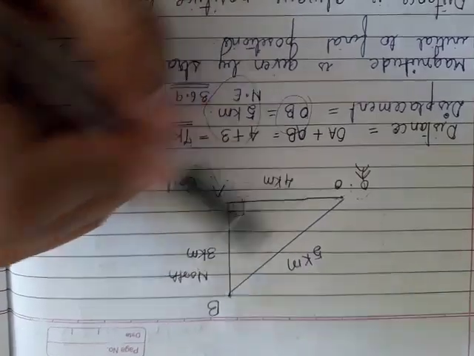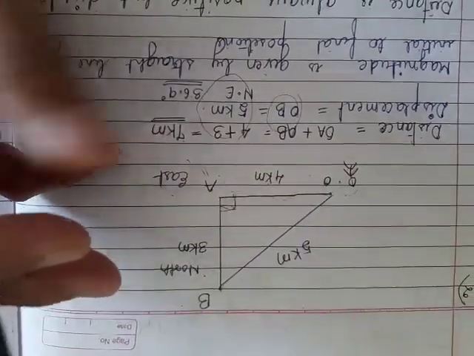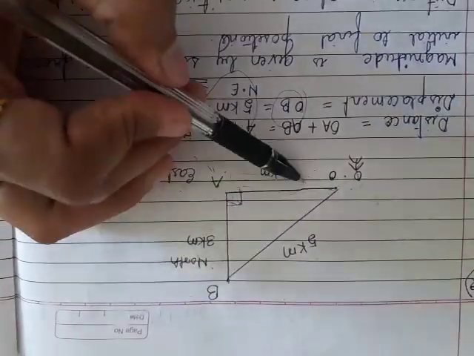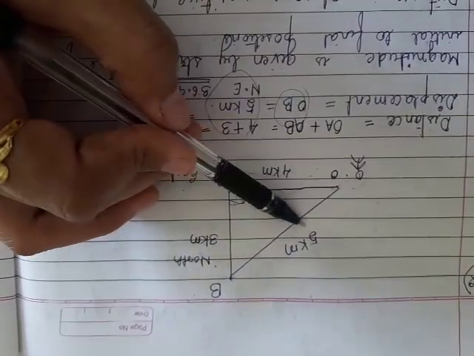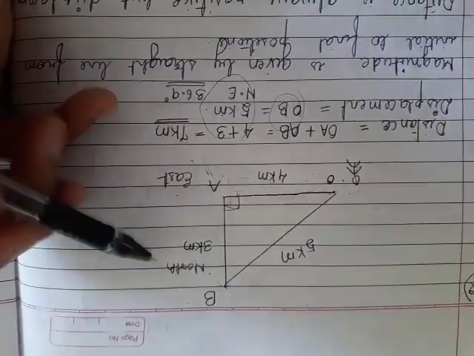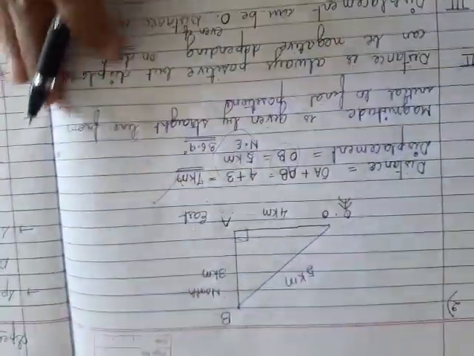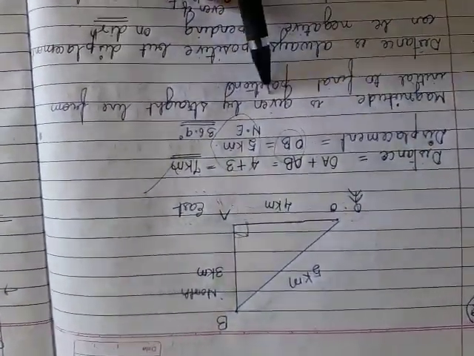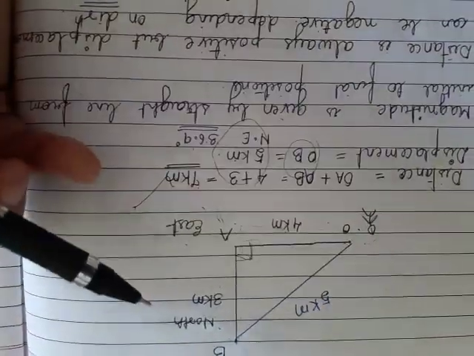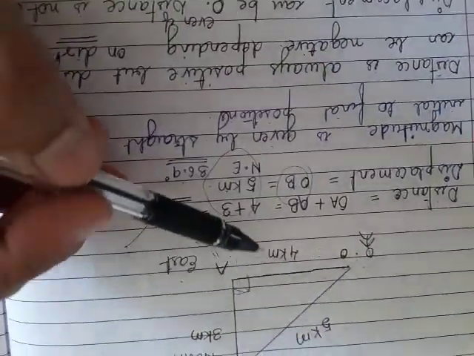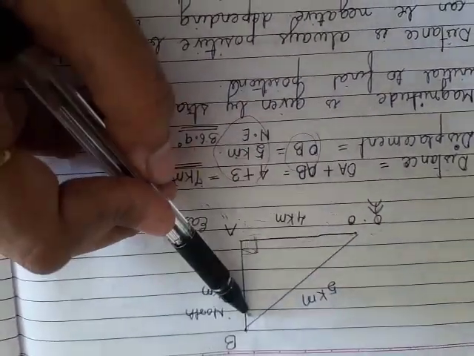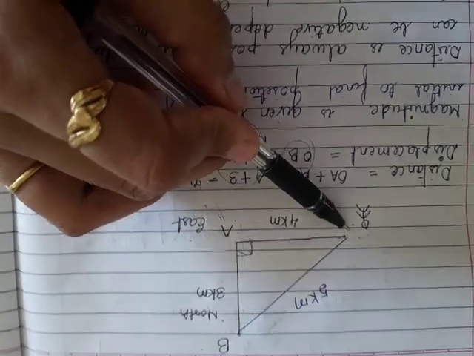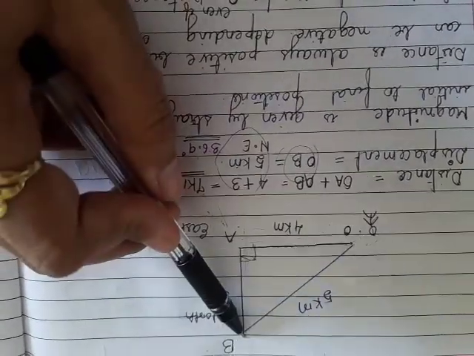So what is OB over here? OB is the shortest distance travelled from position O to B. So the displacement of the boy will be 5 kilometers and his distance will be 7 kilometers. The magnitude of the displacement is given by the straight line from initial to final position.